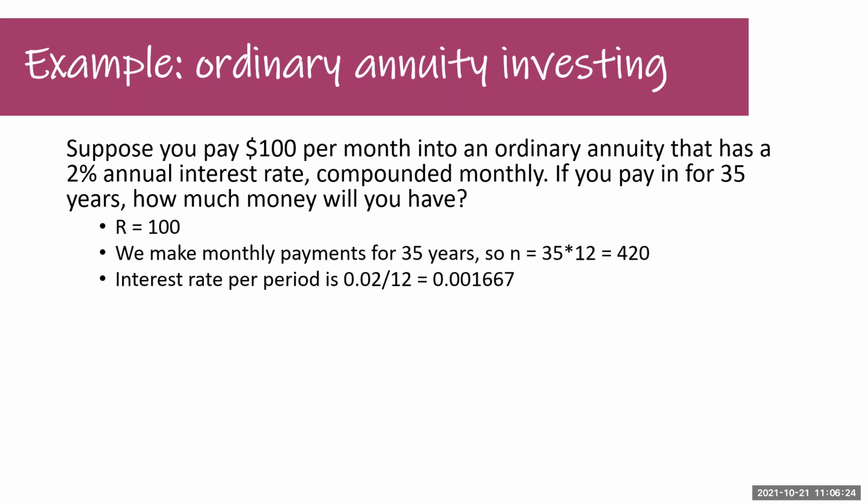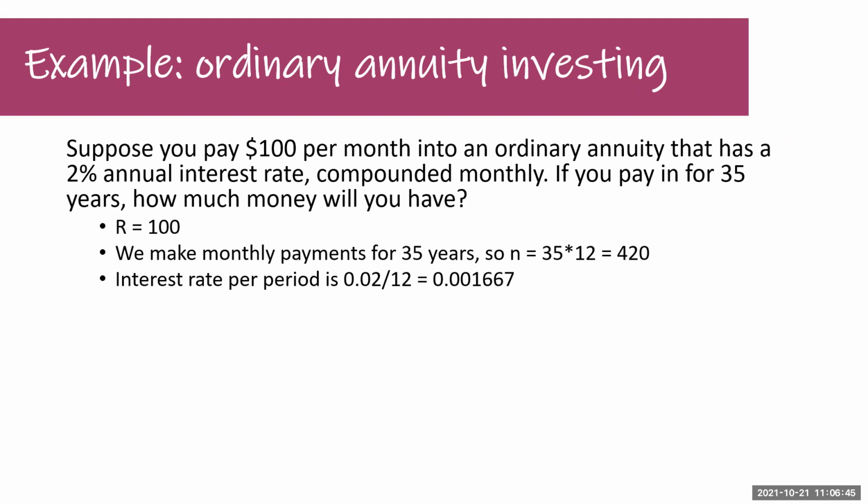We know that R equals 100 because that's the amount of our each payment. We're making monthly payments for 35 years. So 35 years is 420 months. And the interest rate per period is the annual rate, so 2% divided by 12, which is 0.001667.